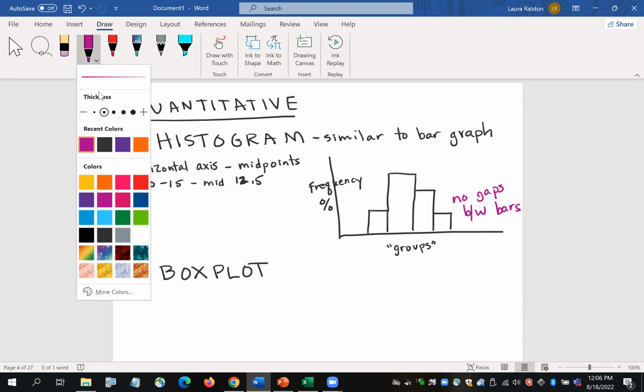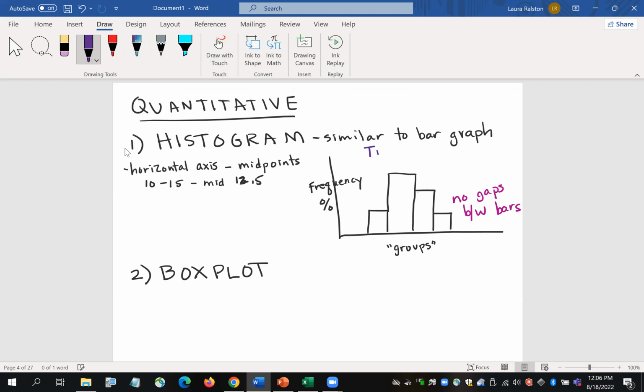Still with a histogram, any kind of table, anytime you're creating a table, you want that table to have a title, again, with as much detail as possible.